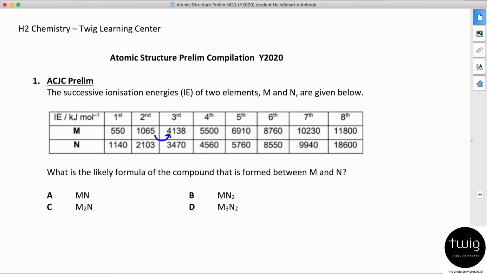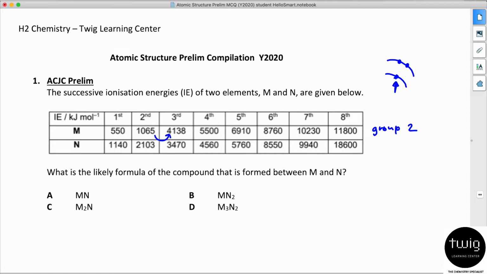So there's a big jump from the second to the third IE, which means M is actually in group 2, because it takes a lot of energy to remove the third electron. The third electron must be from an inner shell. So this third electron, 1, 2, 3, is very difficult to remove. That's why there's a big jump from the second to the third IE.